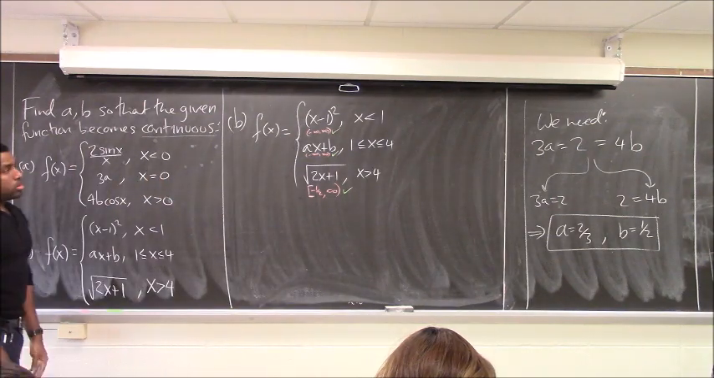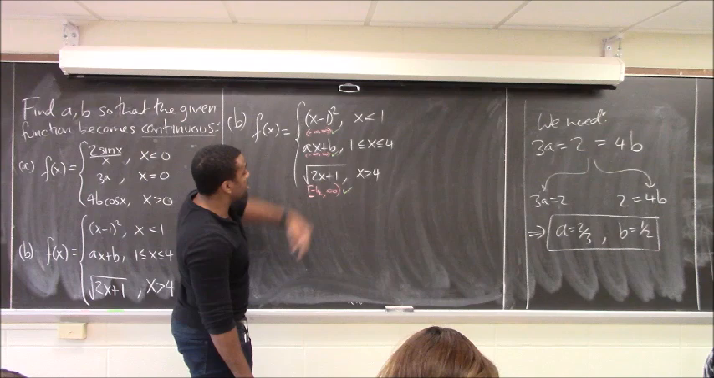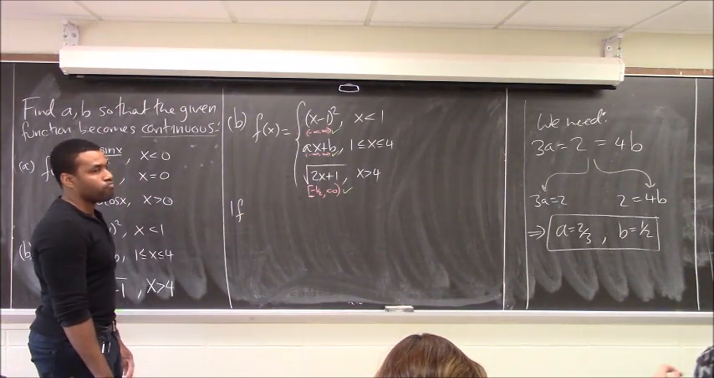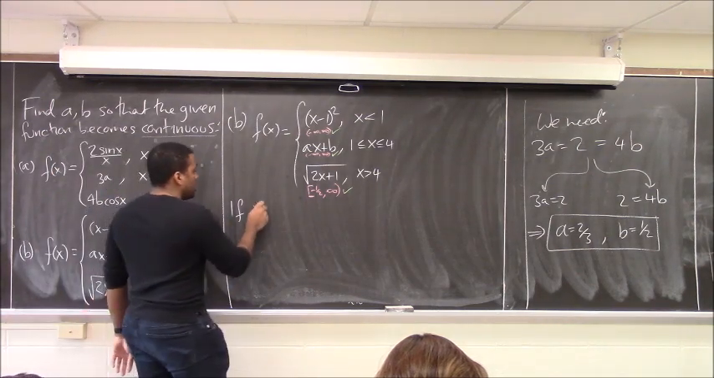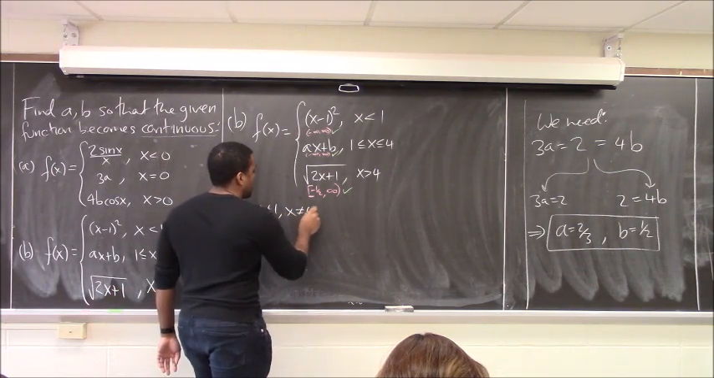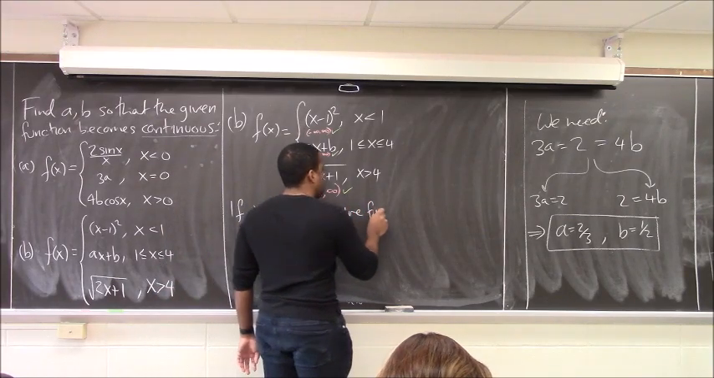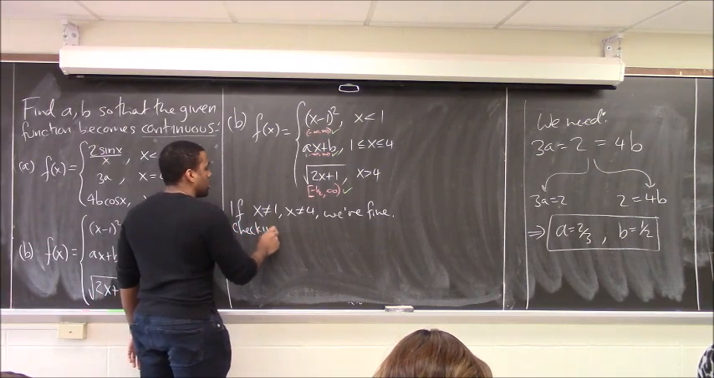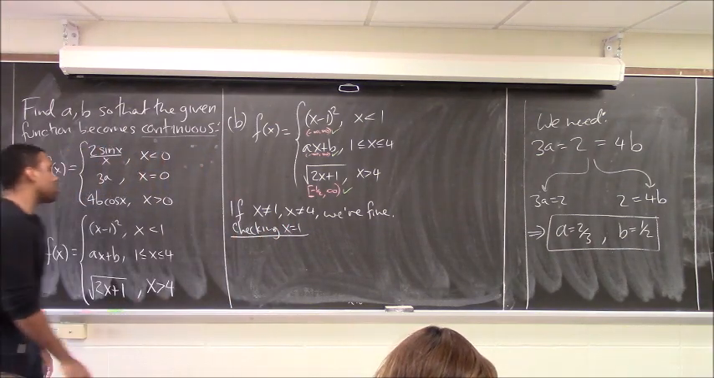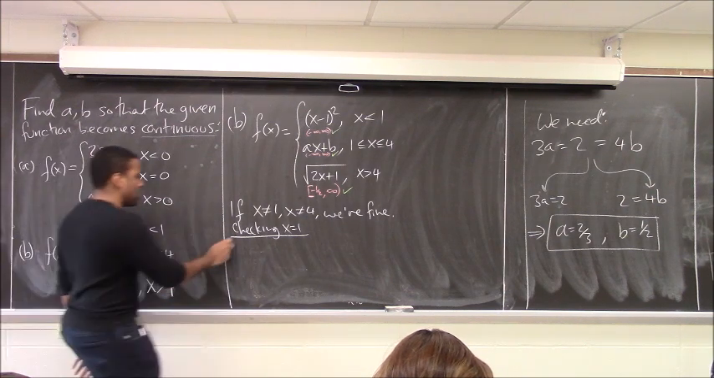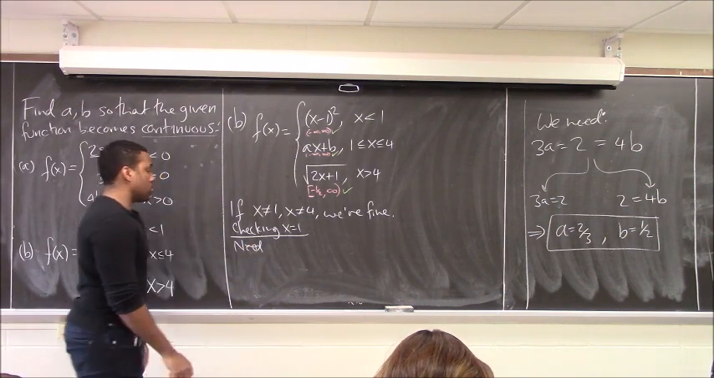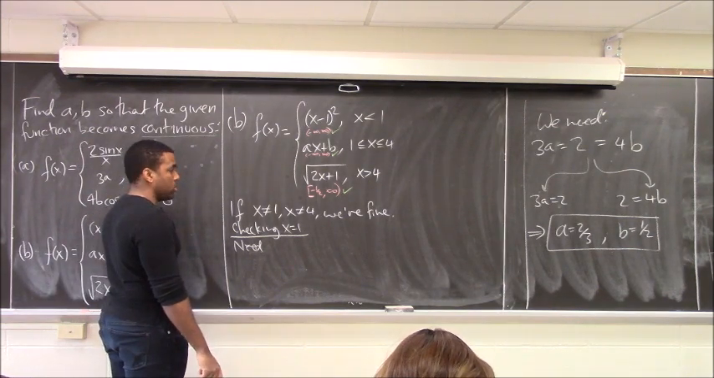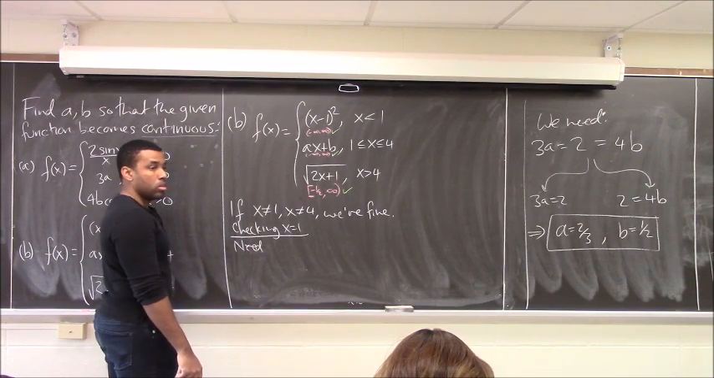So now I need to make sure that at the transition points, they all connect. So what are the transition points here? Yeah? 1 and 4. So we know that if x is not 1 and x is not 4, we're fine. So now we have to check each of those. So let's start by checking x equals 1. How do we ensure that things work out at 1? What do we need to happen here to get things to work out at 1?